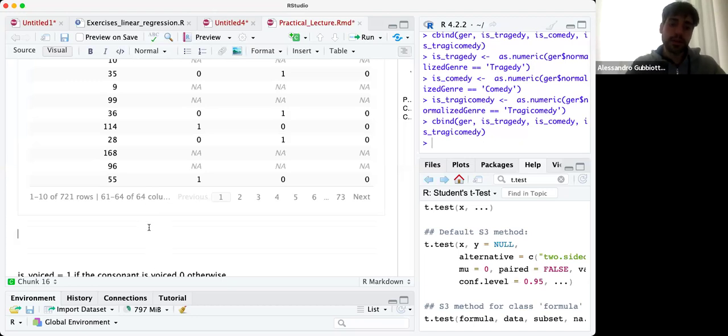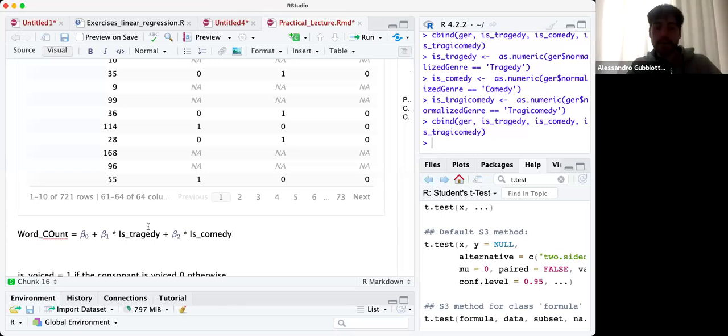And actually, the model is the following. In this case, we model the number of words, the word count, as equal to beta 0 plus beta 1 times the dummy variable is tragedy, for instance, plus beta 2 times the variable is comedy, for instance. And this is the model, we can replace that model with this one.